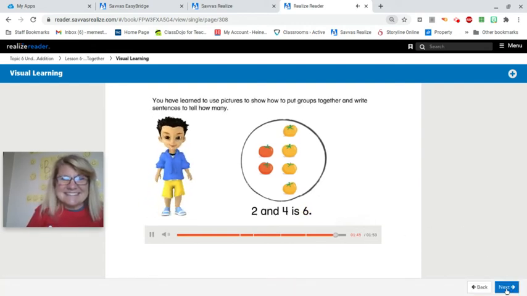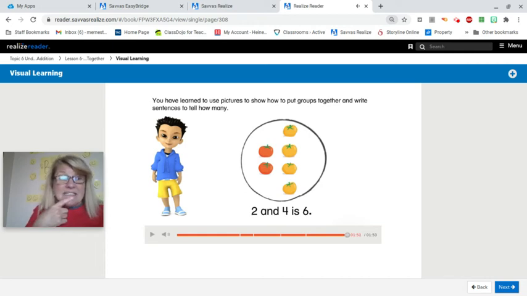You have learned to use pictures to show how to put groups together and write sentences to tell how many. You can also, let me take this second to say, this is why I've been saying all along, it's really, really good to play with objects and make sure you figure out how many you have. So if you didn't feel like using chips, you could always use pencils.